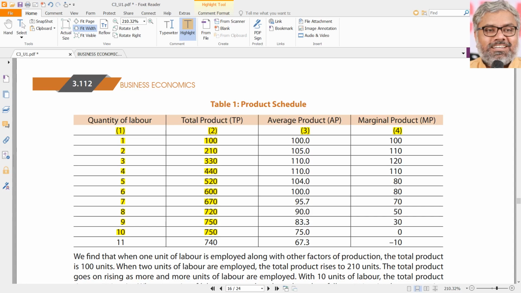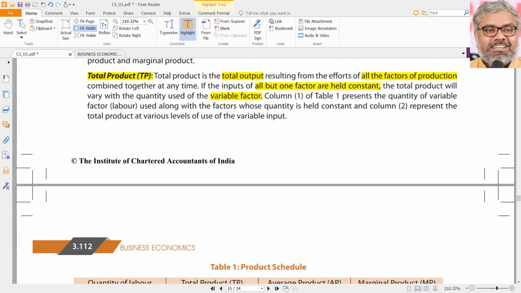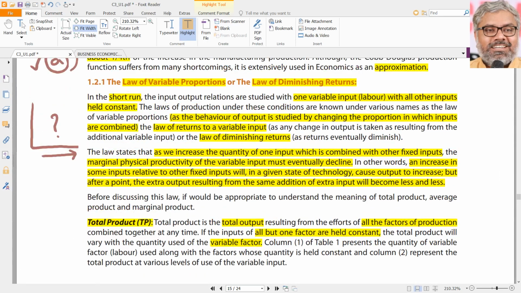People, we can say. So when the 10th laborer is employed, there is no additional output generated. That means the total product remained constant. But when the 11th laborer is employed, the total product started declining. Then onwards it will decline only. There is no additional output generated by recruiting additional labor. That is the theory related to the law of variable proportions.